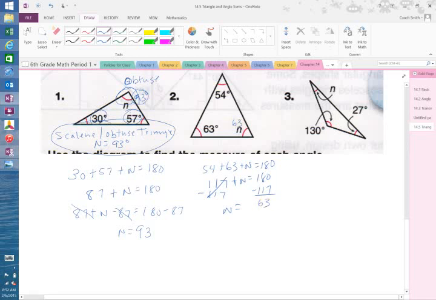So that's 63 degrees. So two of my angles are exactly the same. So that means isosceles. Okay, does it have three acute angles? Yes. So that's an acute triangle, where n equals 63 degrees.